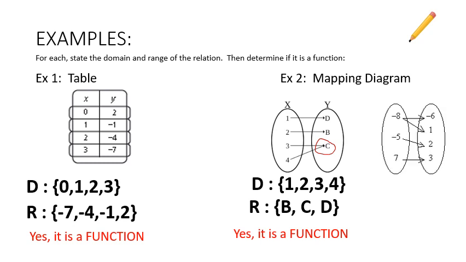Okay, for our last mapping, look at -8. -8 has two outputs, so this guy is not a function.